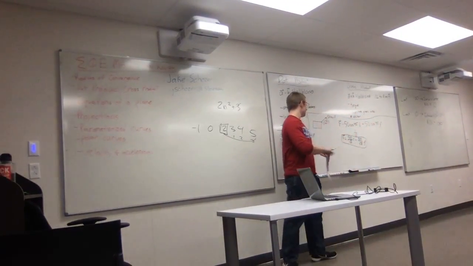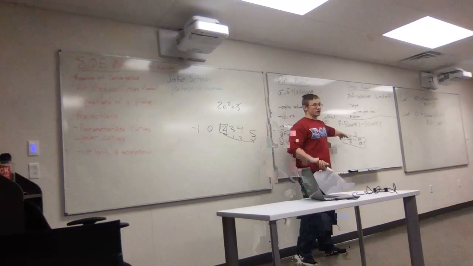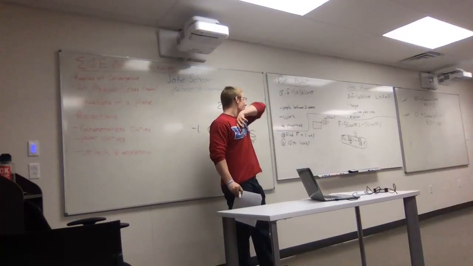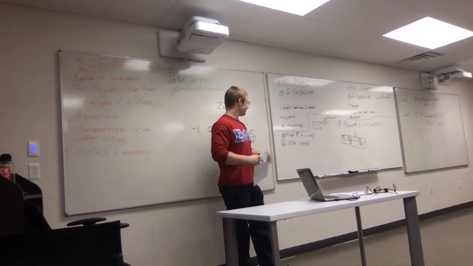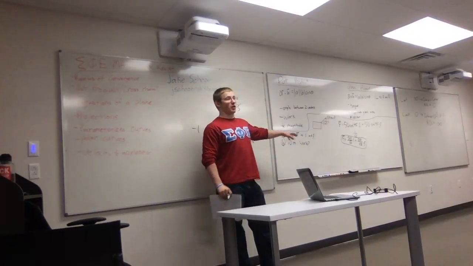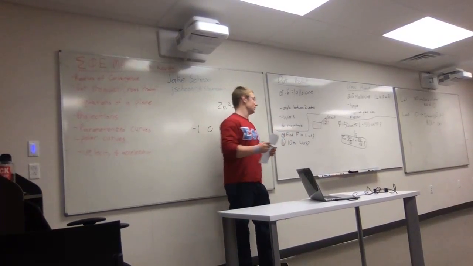So that's the answer to part 1. That's 4 points on the test. Find F in terms of I and J. Does that part make sense to everyone? Cool.